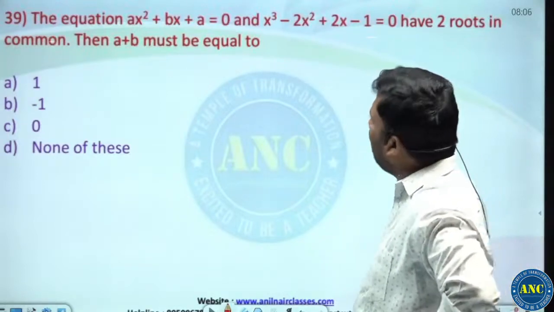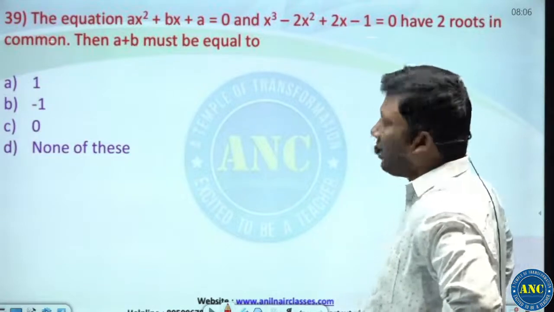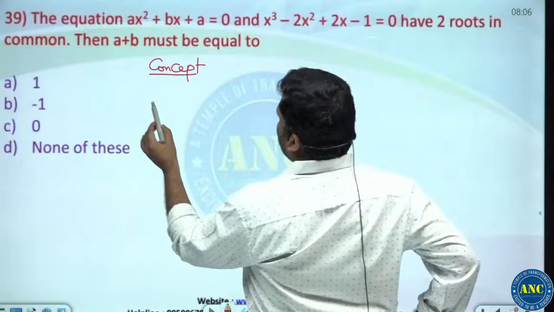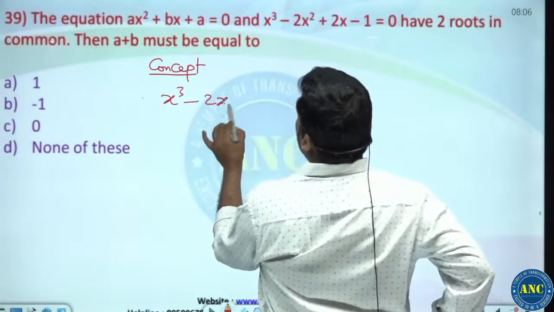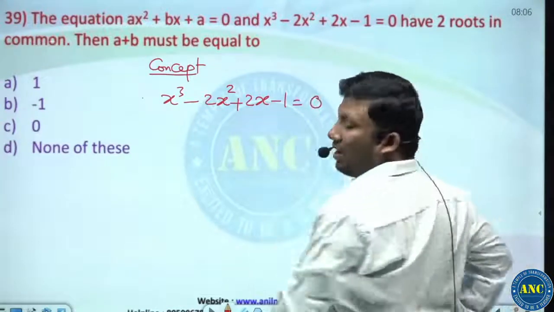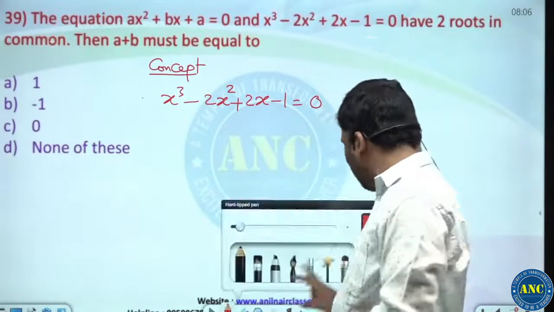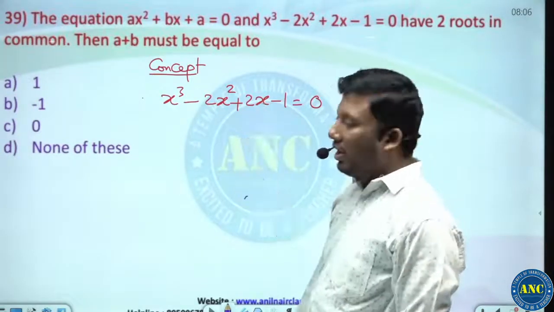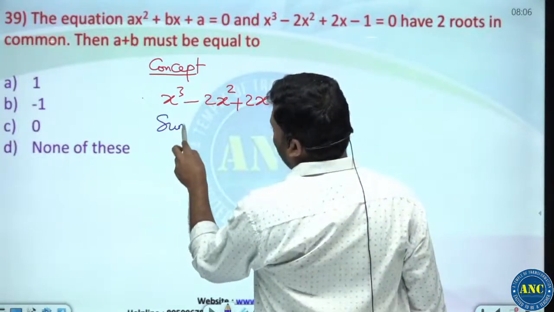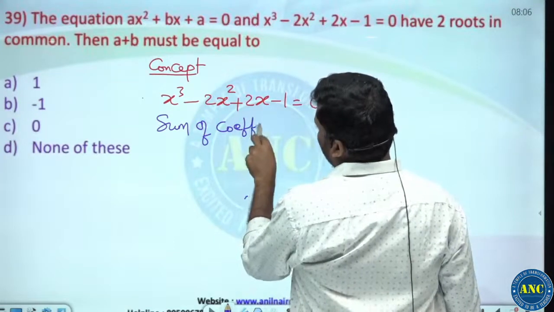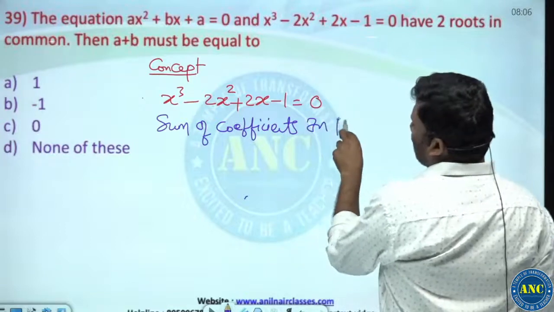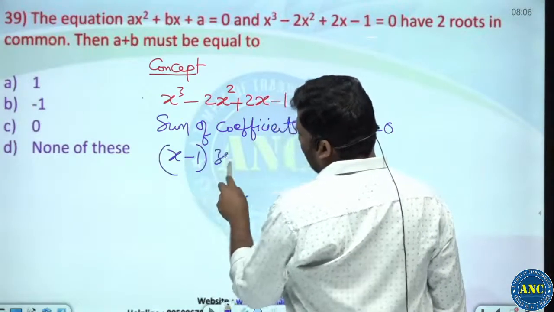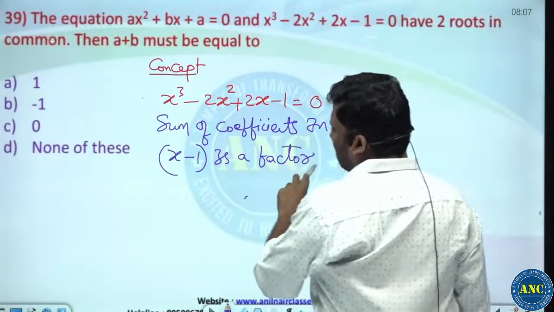Ax square plus bx plus a, and x cube minus 2x square plus 2x minus 1. Now if you see here, concept, listen carefully, sir. If I take this cubic equation, x cube minus 2x square plus 2x minus 1 equivalent to 0. Take the sum of the coefficients: 1 minus 2 plus 2 minus 1, that is 0. That means if the sum of the coefficients in P of x is 0, then x minus 1 is a factor of P of x.